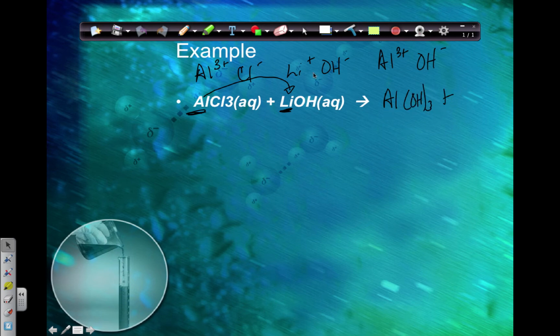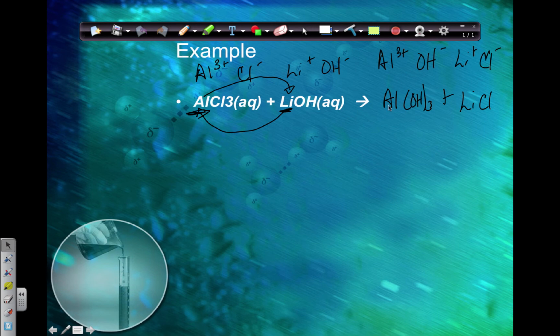All right, so now lithium will bond, let's see, well, it's not going to bond to hydroxide, it's already bonding to that. It can't bond to aluminum, so the only other option would be chlorine. So it would be LiCl.